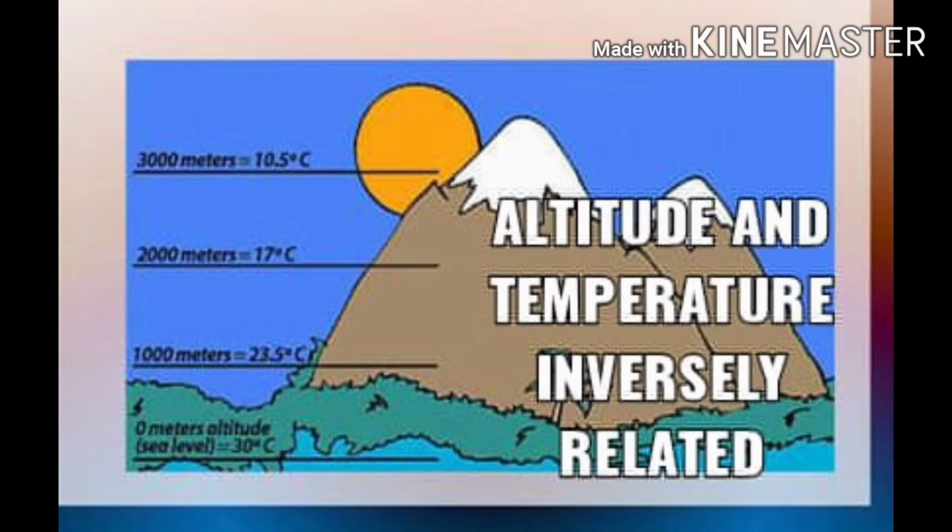Temperature and altitude are inversely related. That means as height increases, temperature decreases, and vice versa. Temperature decreases in the troposphere at a uniform rate. There is a fall of 1 degree Celsius per 165 meters of altitude, and this is called the normal lapse rate. As a result of this inverse relation, mountain tops are cooler than the plains. That's why during summer we go to hill stations like Ooty, Kodaikanal, Munnar. They are cooler than the plains.